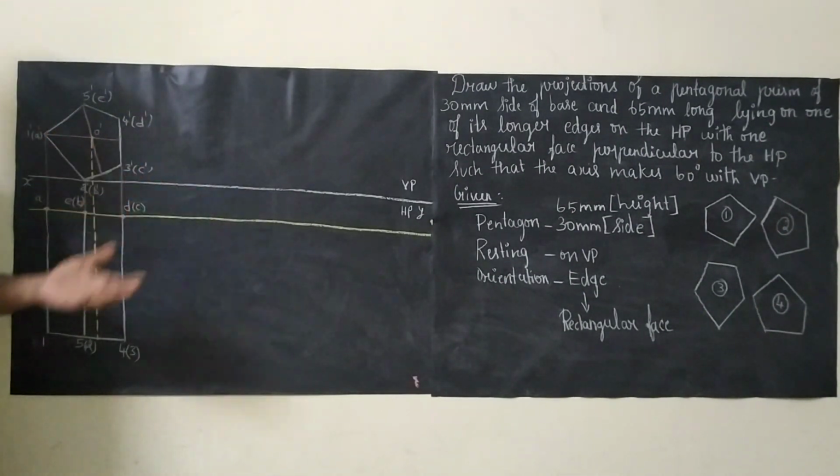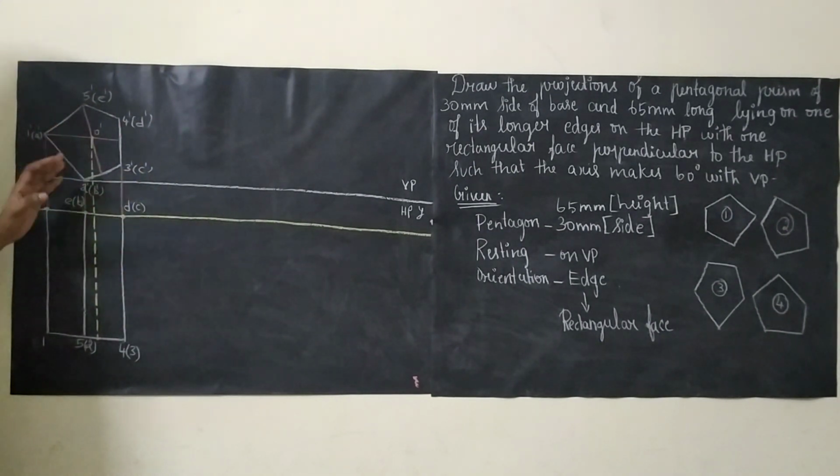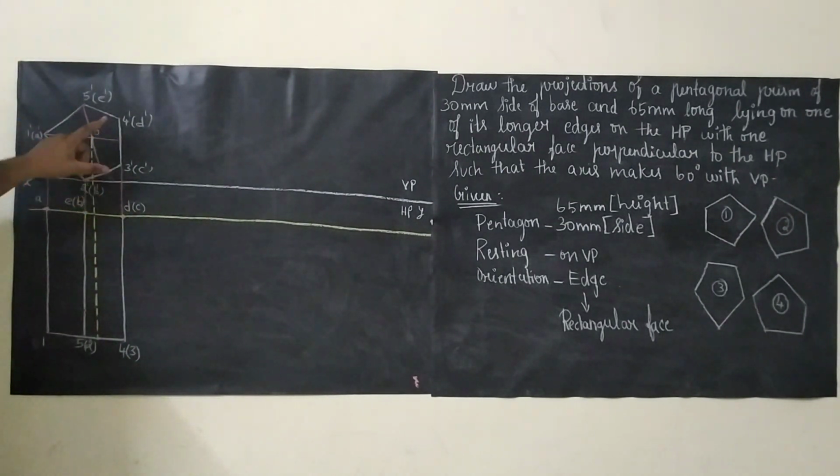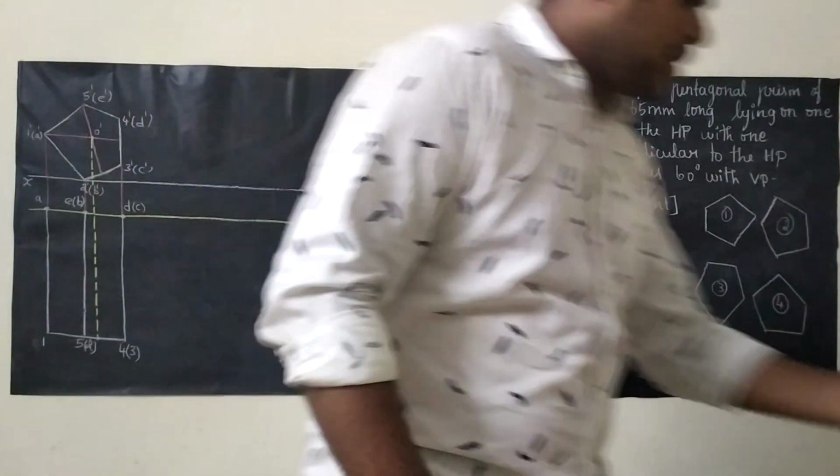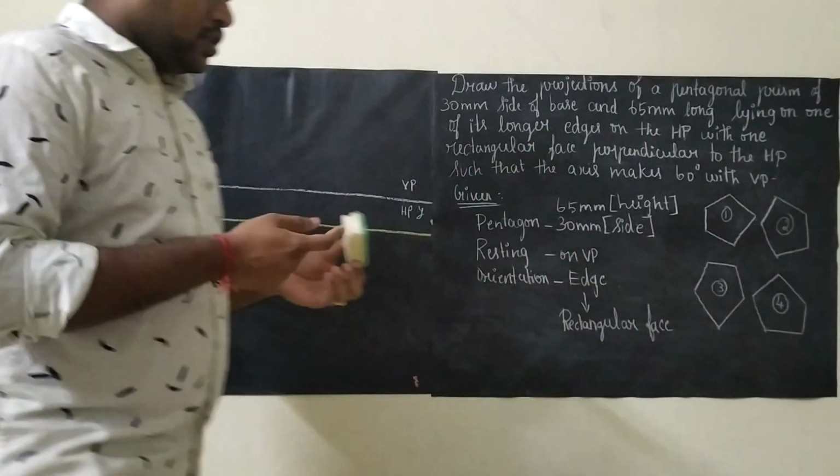As we discussed before, the basic diagram should be drawn in your VP. Before drawing the XY line, my suggestion is to first draw the pentagon and then mark the XY line, so that it will be very easy for us. You know how to draw the pentagon. This is the base. See here, this is the base. You have to start here, and the angle is 72, and you complete the pentagon. Consider it like this.